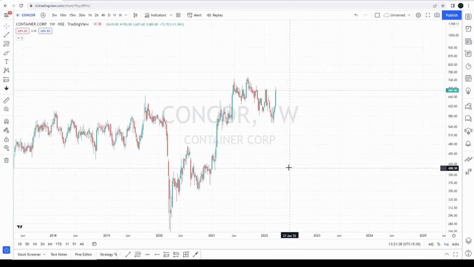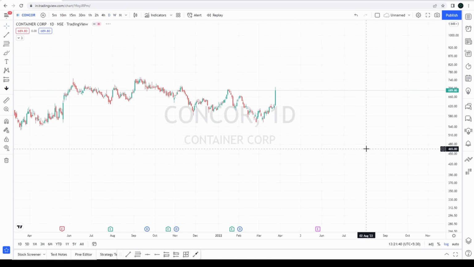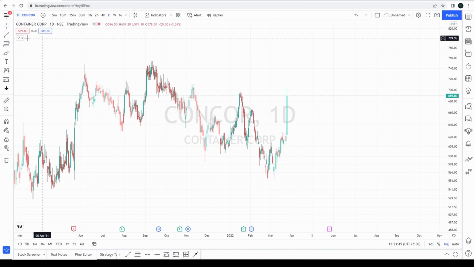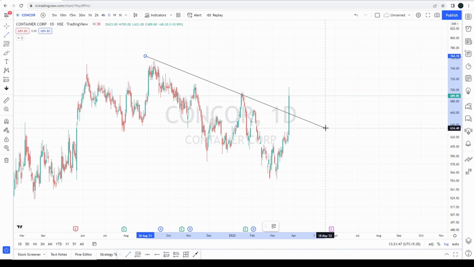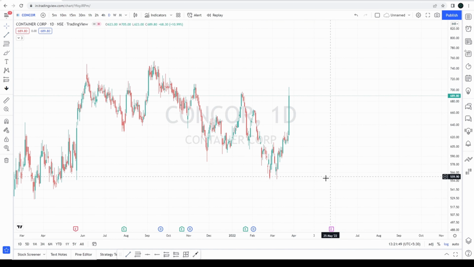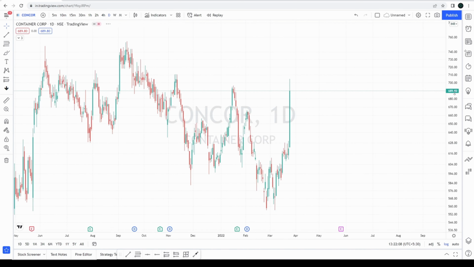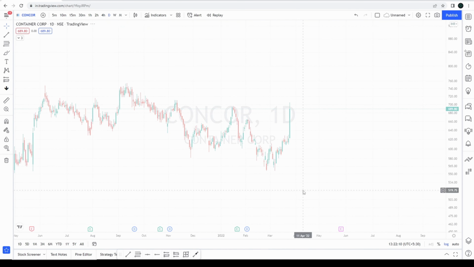Let me go to weekly, and this is the weekly time frame and this is the daily time frame. What we have here, as I told you, we just have to connect the reversals, but I don't see any pattern here. So we'll go to the next.